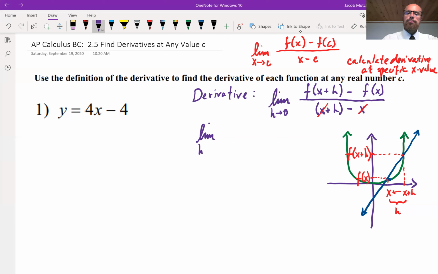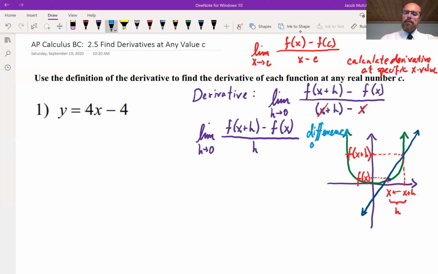The limit as h approaches 0 of f at x plus h minus f of x, all divided by simply h. So simpler denominator for sure. And again, I just want to label this as the difference quotient. That is the name of that form of the definition of the derivative. Well, let's apply it to our question here.